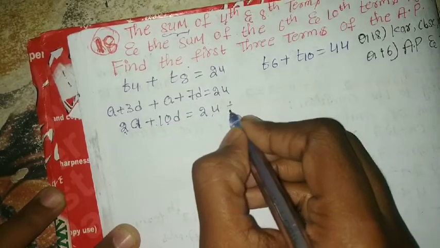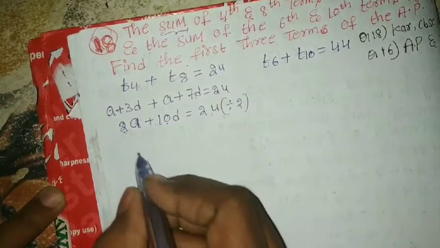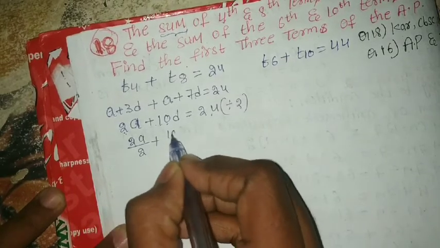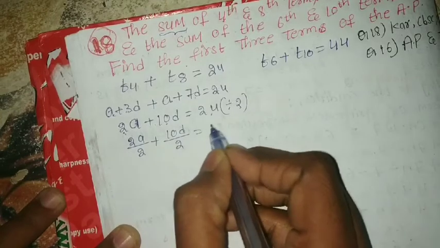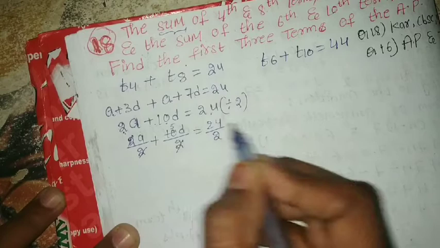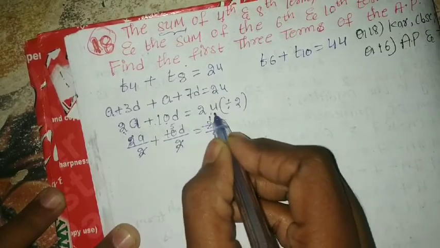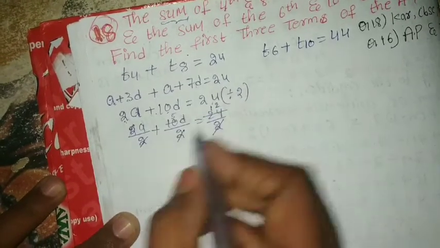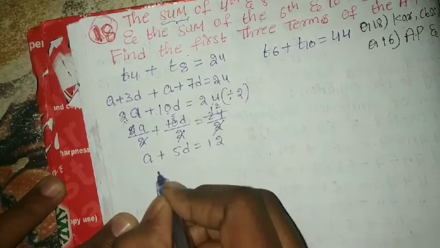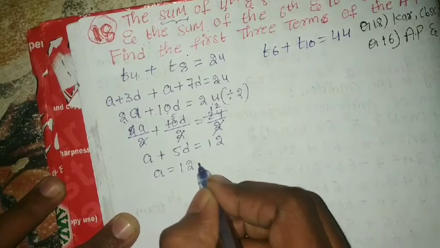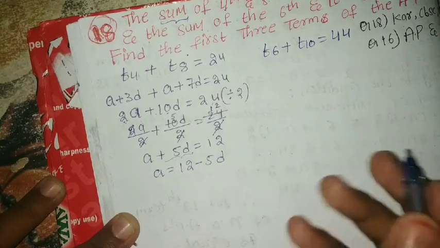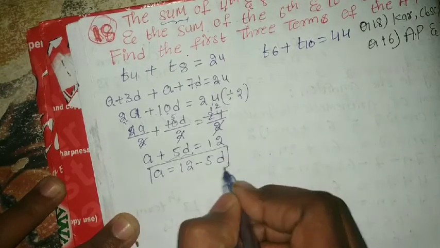See, here we are dividing both sides by 2. So, what do we get? 2A divided by 2 plus 10D divided by 2 is equal to 24 divided by 2. The 2s get cancelled. 2 5s are 10, 2 1s are 2, 2 2s are 4. That means we get 12 here. So A plus 5D is equal to 12. Then what is A? A is equal to 12 minus 5D. See, plus 5D will become minus 5D when we move to the right side. Okay.